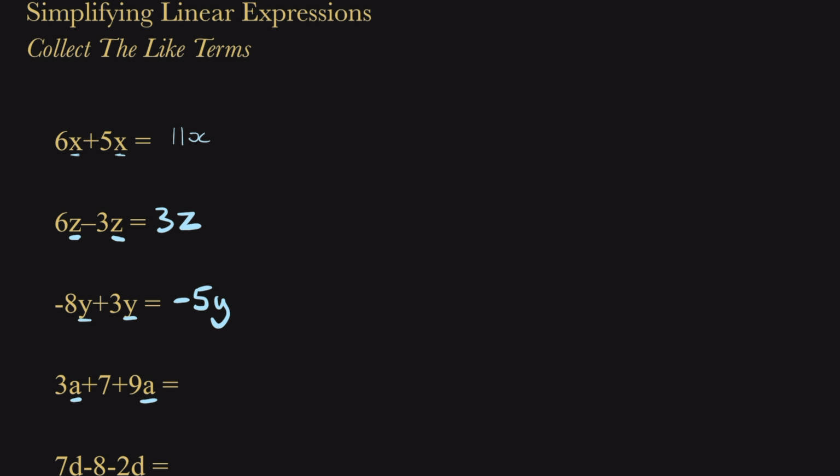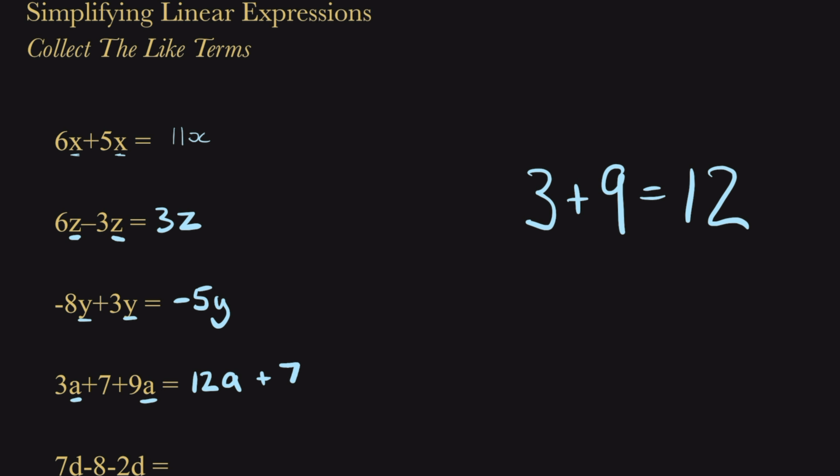Now this next one's a little bit different because I've got 3 terms, 2 of them have an a in them, and 1 of them is just a coefficient, the number 7. So we can combine the 2 terms with an a in them because they're like terms, but we can't combine it with the 7. So if we had 3 lots of a plus 9 lots of a, I know 3 plus 9 is 12, so I would have 12a. That takes care of the first and the last term, but we still have the number 7, so we need to include that in our answer as well, plus 7.